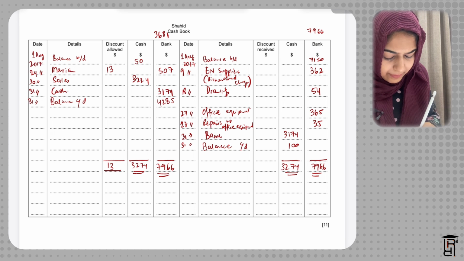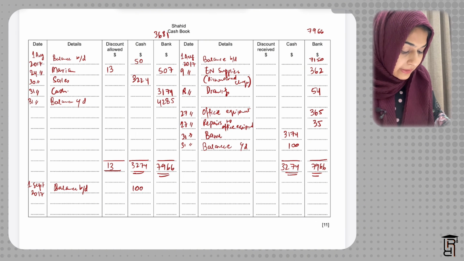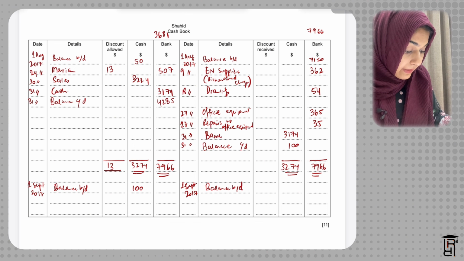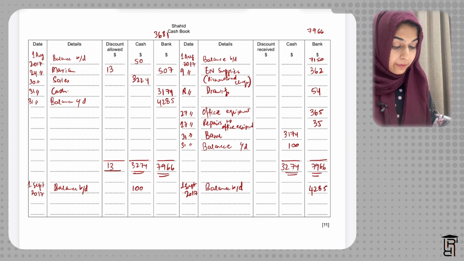Balance carried down will become balance brought down. So I write here 1st September 2017. So we have September after August. So I write here balance brought down. In the cash column, I write here $100. And then again, this balance carried down for the bank column needs to be written on the credit side. So I write here 1st September 2017. I write here balance brought down. I write here 4285 in the bank column. So that's it for these 11 marks.